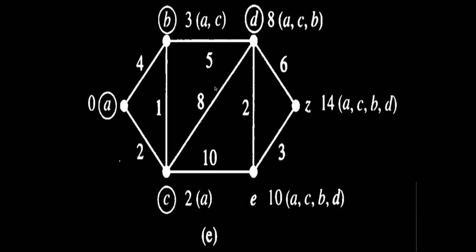Next page. This is a sample example. The neighbors of A are B and C. There are two ways to B. One is A to B directly and the other is A to C to B. Because 2 plus 1 is less than 4, the shortest way to B is through A and C. Because 2 plus 1 is less than 4, this way is shorter.